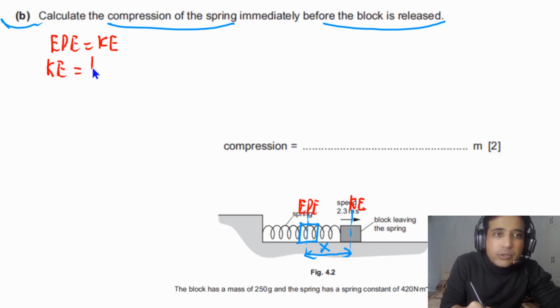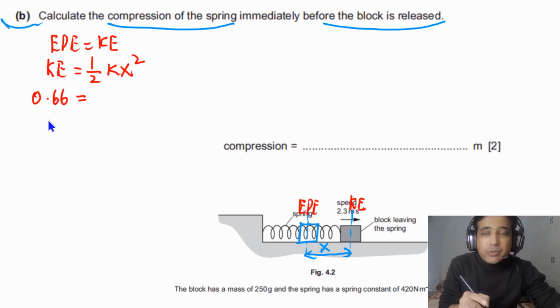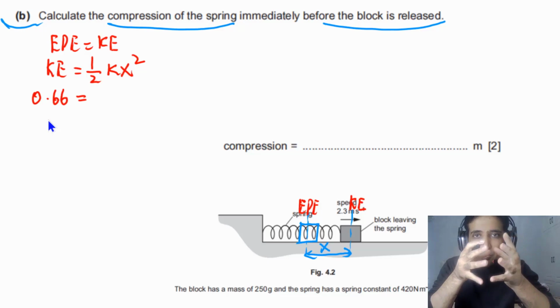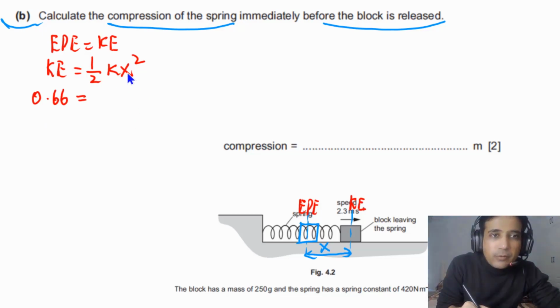So EPE, we can say this is 1/2 k times x squared. And kinetic energy we have already calculated, that was equal to 0.66. In the question it is also given that all the EPE has been converted into kinetic energy, so there is no loss of energy due to friction. We need to calculate the value of x, so we can rearrange this for x.